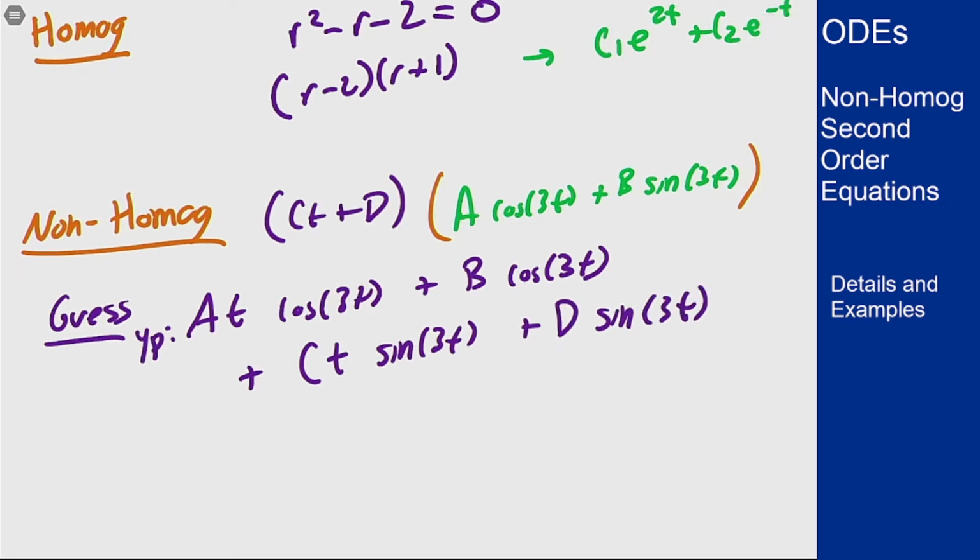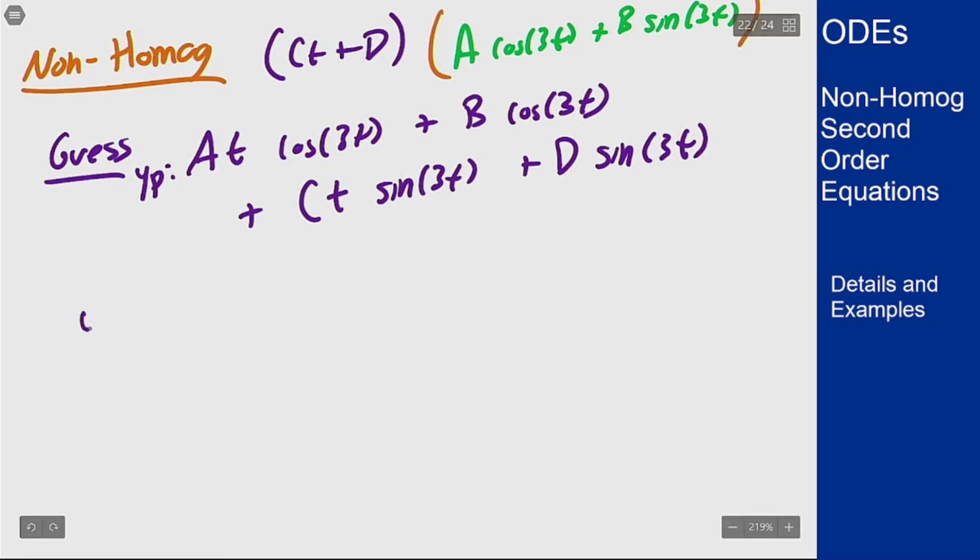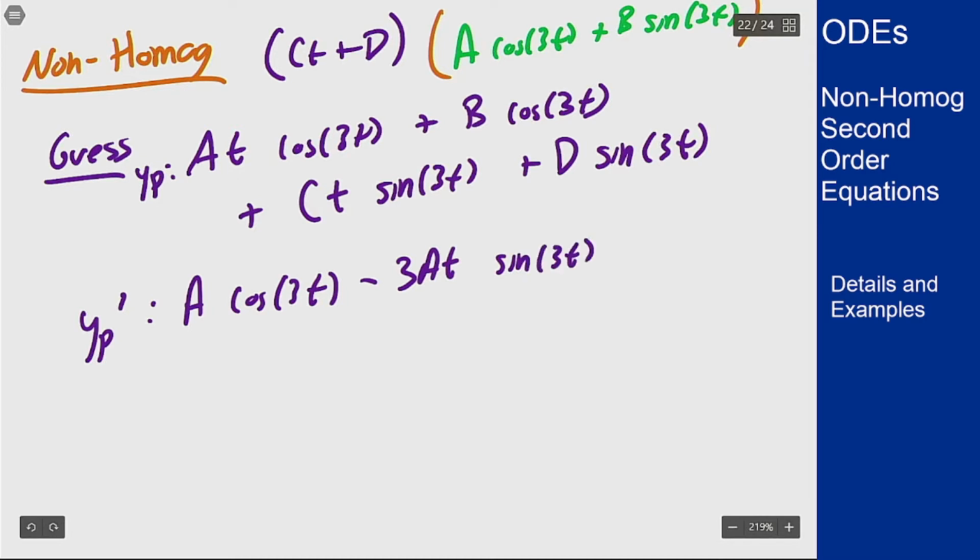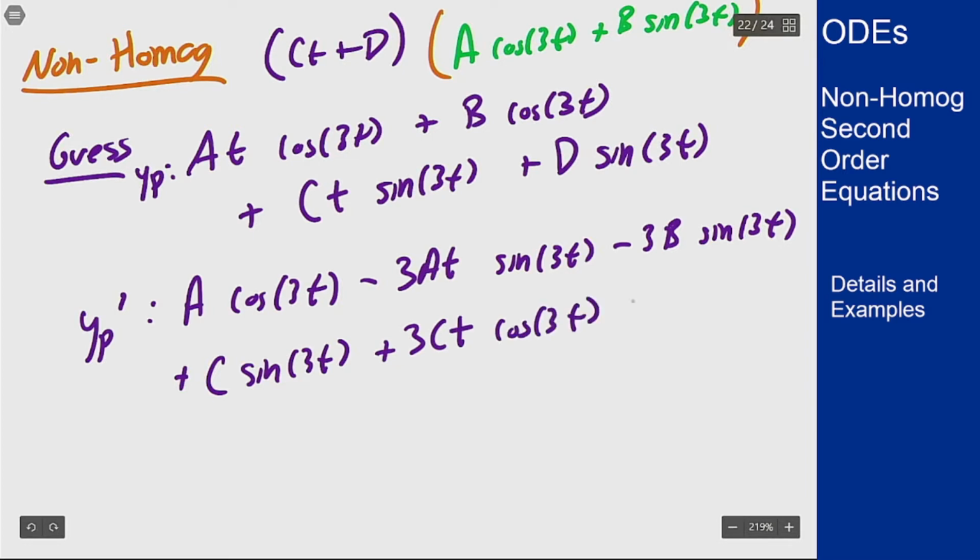Now if I want to work out the actual solution, I'm going to have to take 2 derivatives of this and then plug it in. And it's going to get complicated, but if you're careful with the terms, it'll all work out. So for the derivative, we get a cosine of 3t, derivative falls on t, minus 3at sine of 3t, and then minus 3b sine of 3t. And for the sine terms, I get c sine of 3t plus 3ct cosine of 3t, and then plus 3d cosine of 3t.